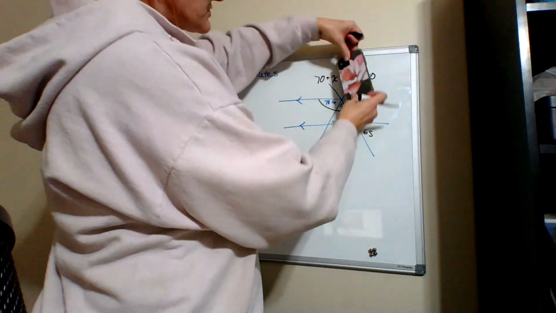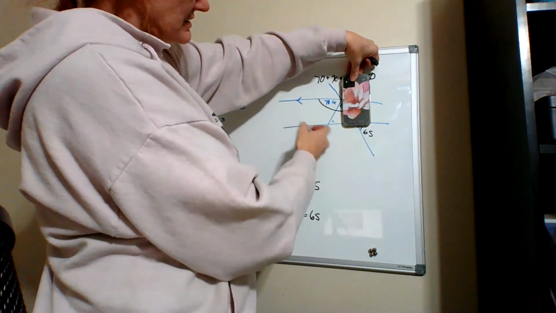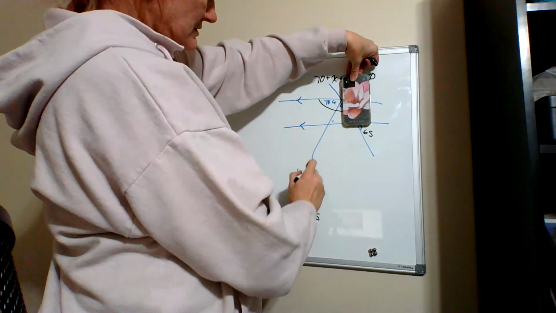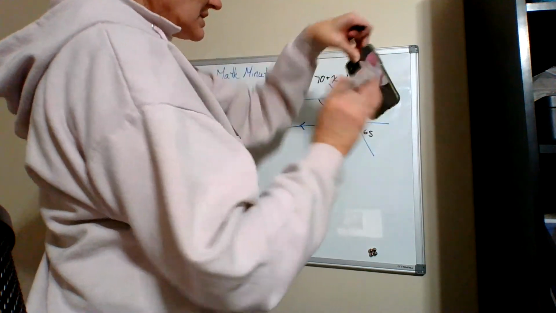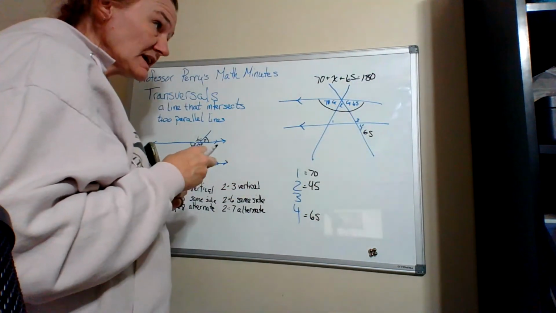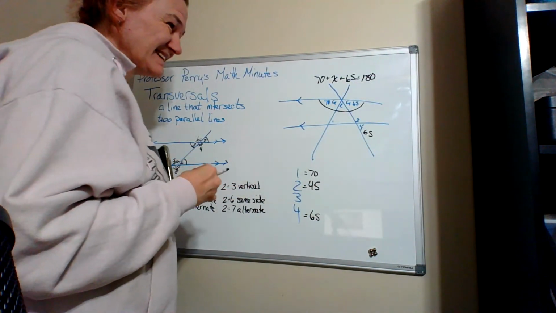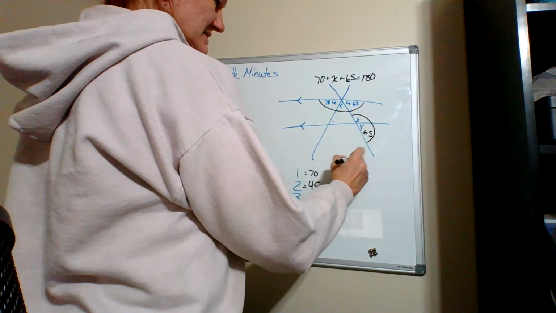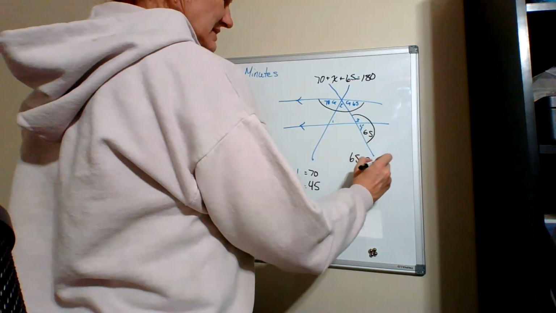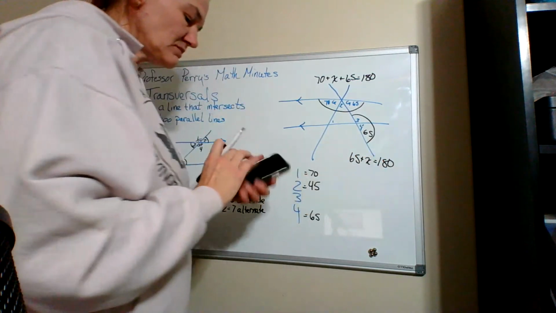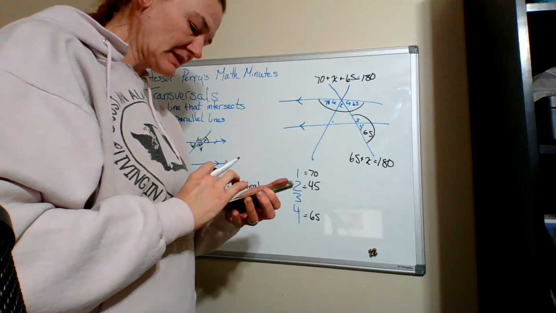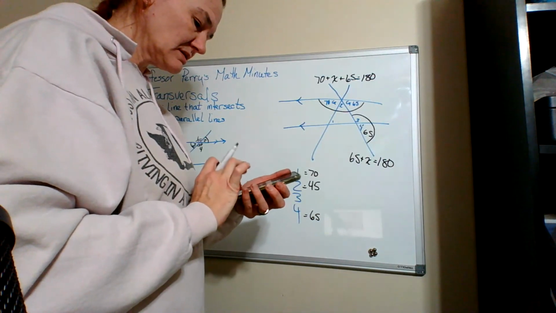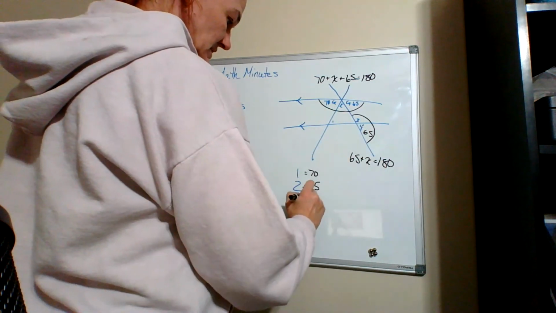Okay, I want to use this transversal over on this side. I know this one and this one are going to be equal. And then how do I figure out number 3, you ask? Right here you have a supplementary. So you have 65 plus something is going to equal 180. So it's going to be 115.